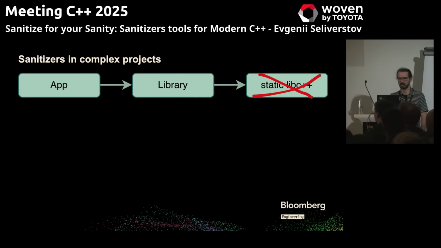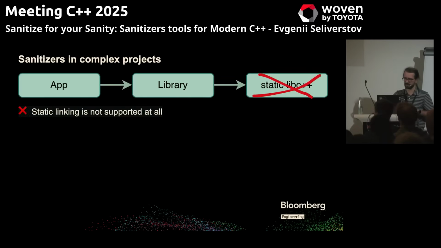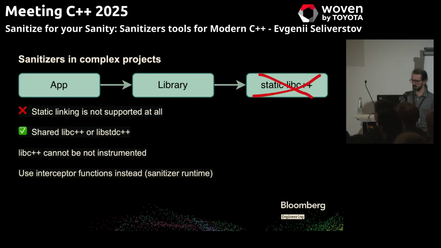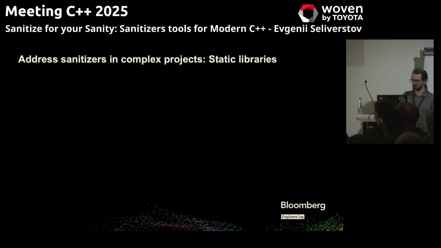So first of all, we have an application. It's not sanitized. It says blue. And we have the chain going to libc++. Unfortunately, static linking to libc++ is not supported at all. So it just doesn't work. So we need to use only shared. For memory sanitizer, you also need to use instrumented libc++, but it's a really extreme case. So we use only shared libraries, right?